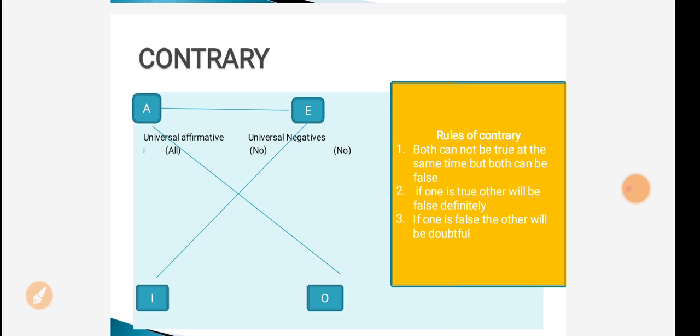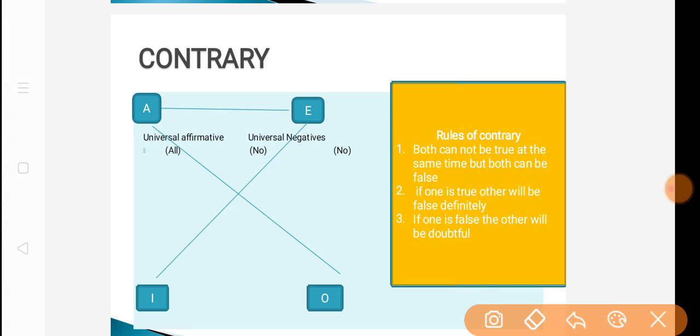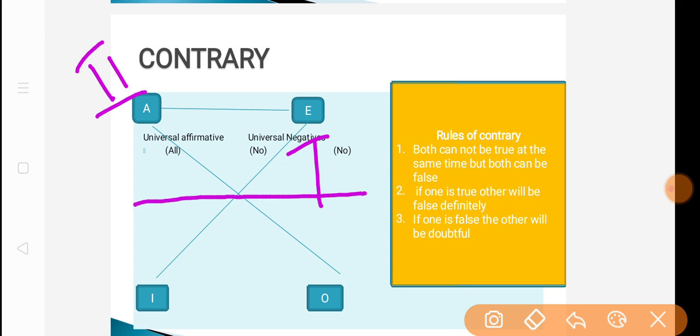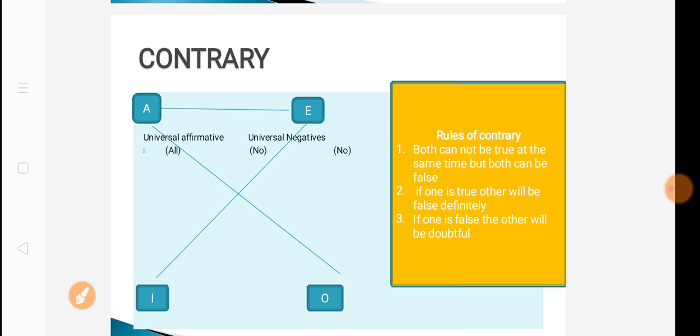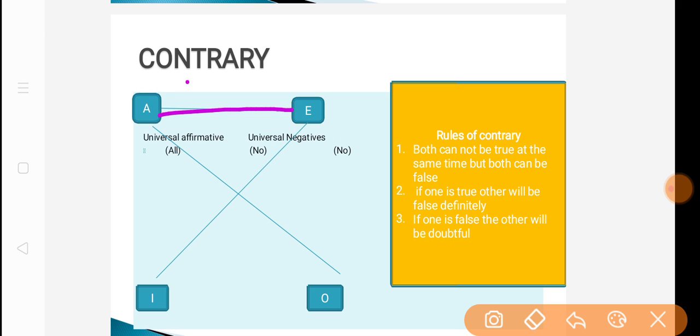Now we are moving toward the next statement, that is the contrary statement. The contrary statement shows the relation between universal affirmative and universal negative. When we draw the line here, this becomes the upper portion, so these are all universal statements. In another way, we can see that it shows the relation between A and E. A means all and E means no.